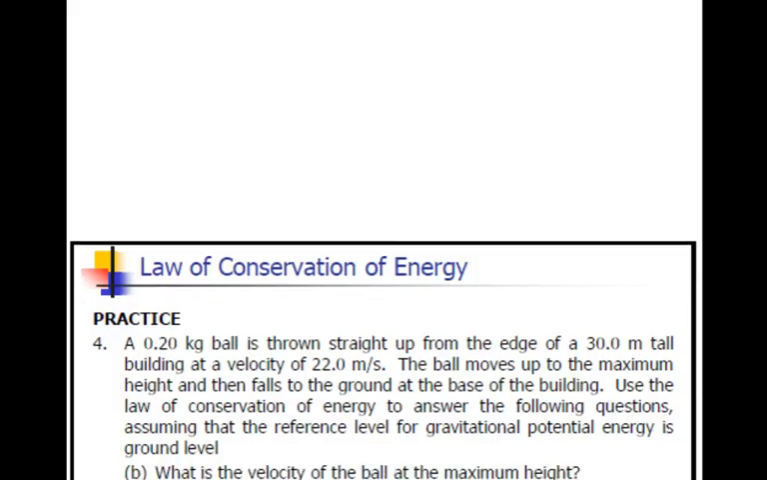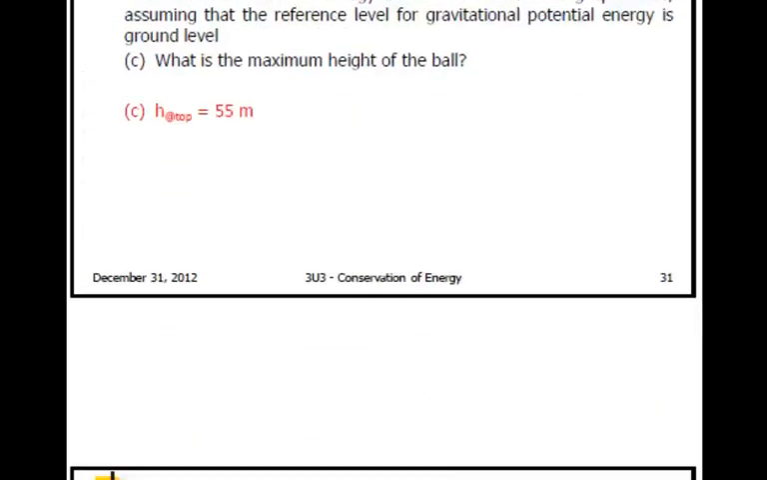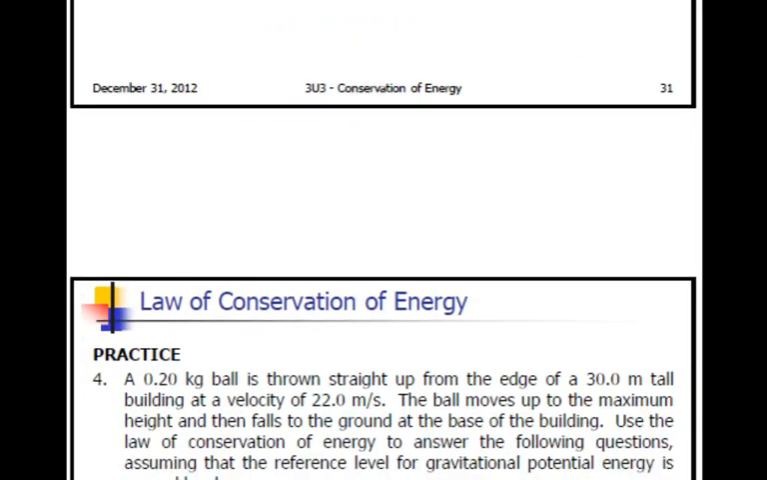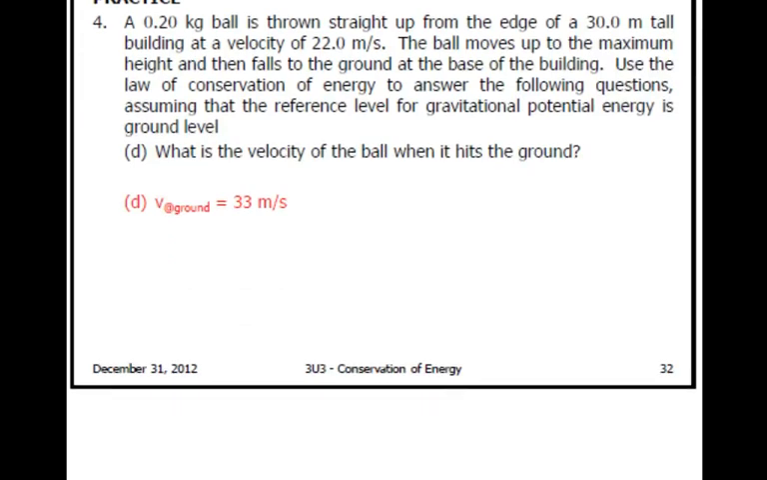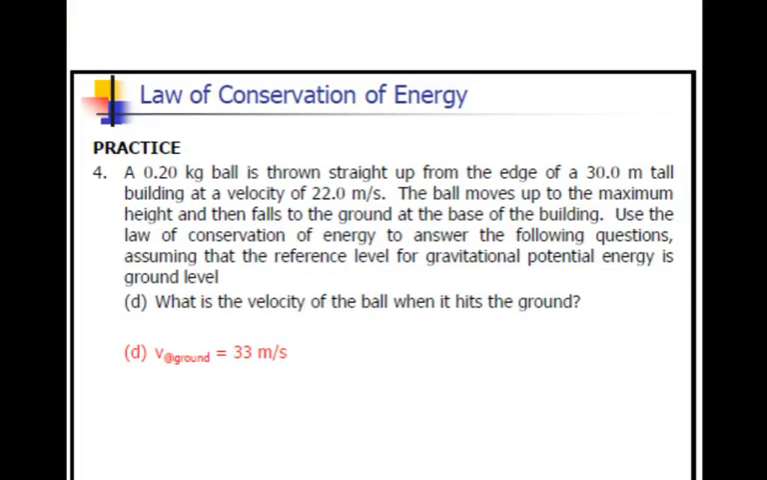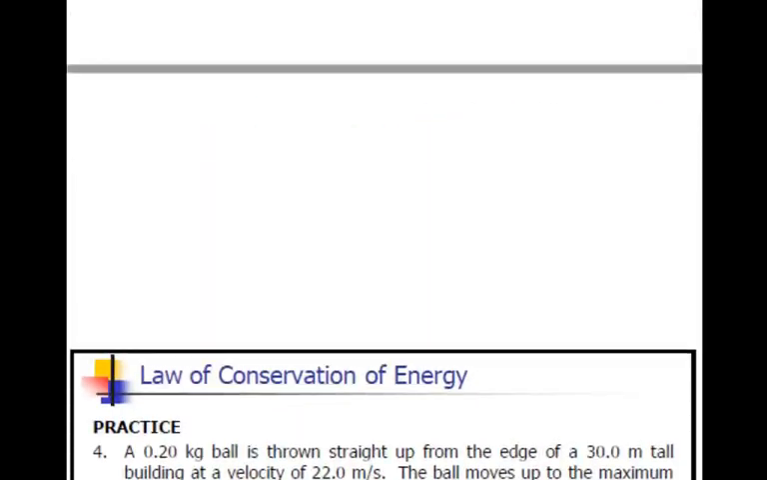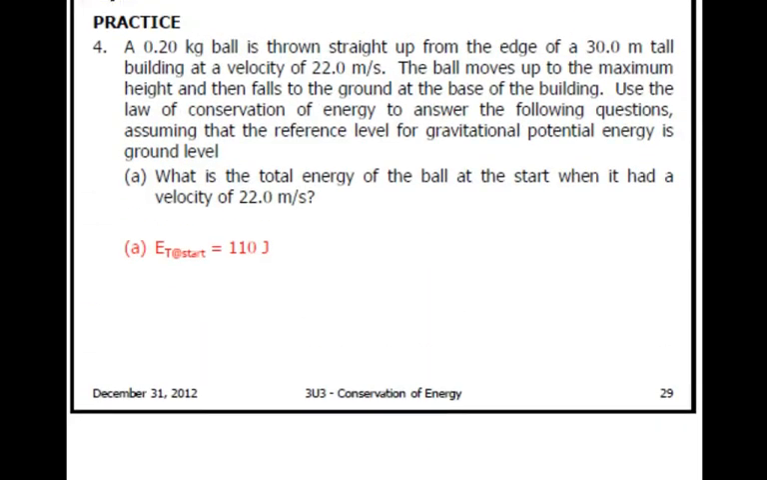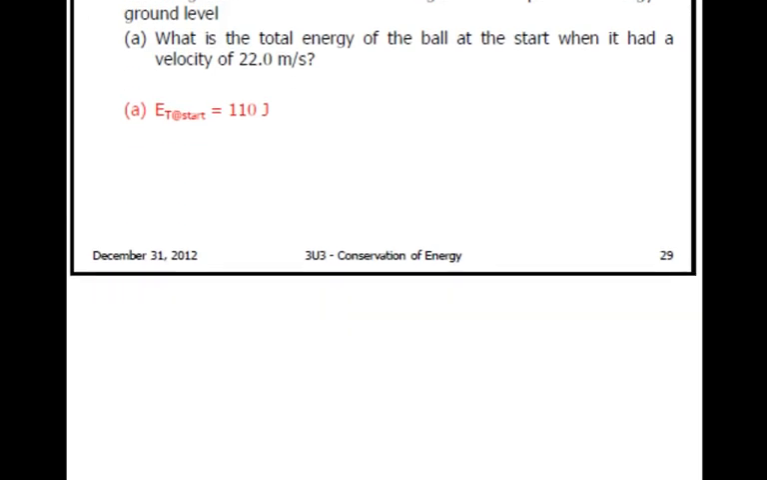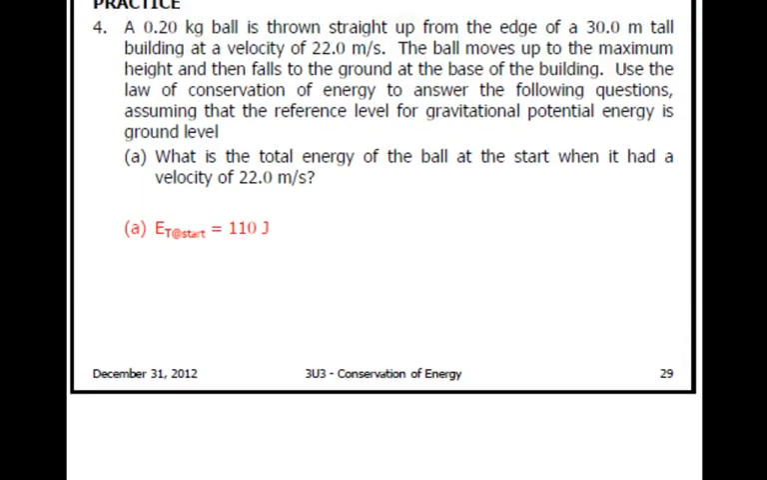So let's look at the next part of this question. It says what's the velocity of the ball at the maximum height, and what's the maximum height of the ball? And then lastly, what is the velocity of the ball when it hits the ground? So those are a number of different things we have to answer. I think that we get to number 5. So we need the velocity when it hits the ground, the maximum height of the ball, the velocity of the ball at the maximum height, and what is the total energy of the ball at the start. Okay, so let's turn on our camera.